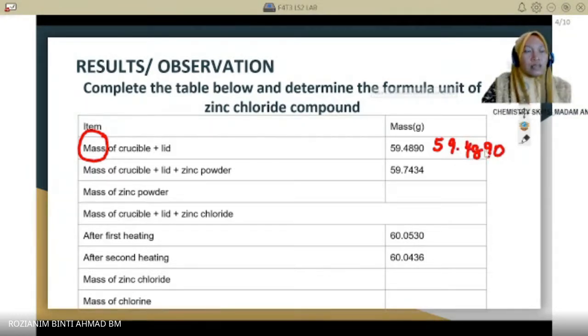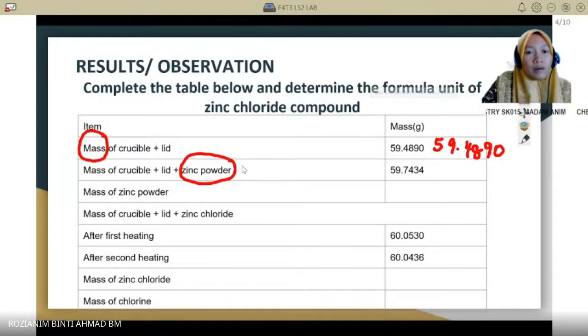This is the first mass, which is the empty crucible without any substance. Next procedure, we open the analytical balance and we add 0.25 gram of zinc powder. But when we handle the experiment, it is difficult to get exactly 0.25. For this case, the data given from the balance is 59.7434 gram. Your task is to calculate the mass of zinc powder.